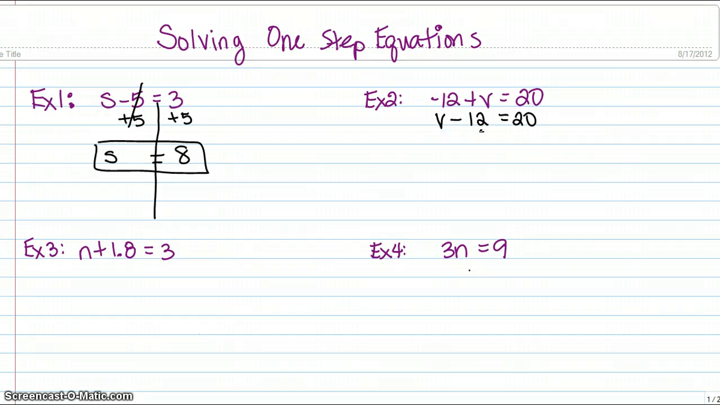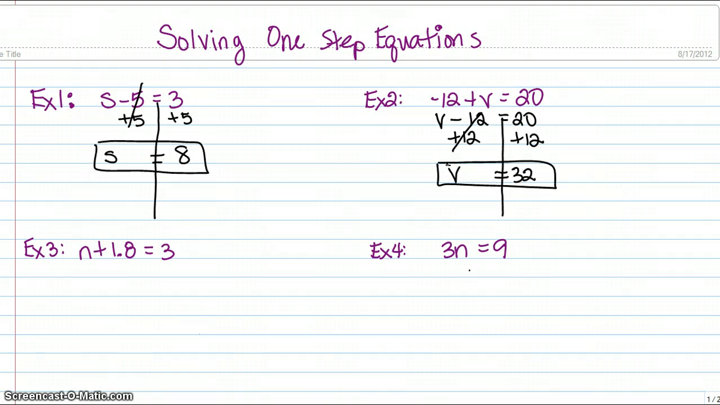So here we would draw the line, and then we would say, oh, what's the opposite of subtracting 12? It's adding 12. So I'm going to add 12 to both sides. And when I add, I get v and cancel the 12s, because negative 12 plus 12 is 0, and then 20 plus 12 is 32. So the answer, v equals 32.